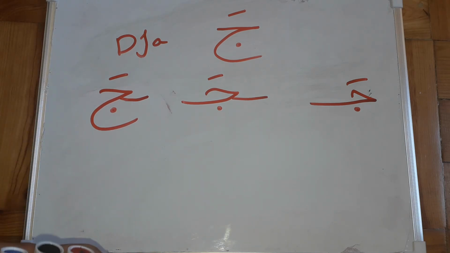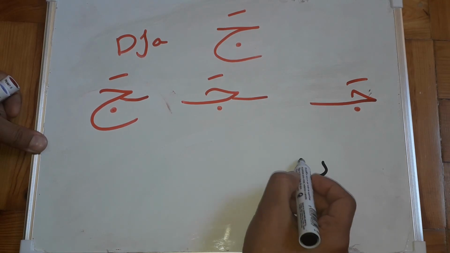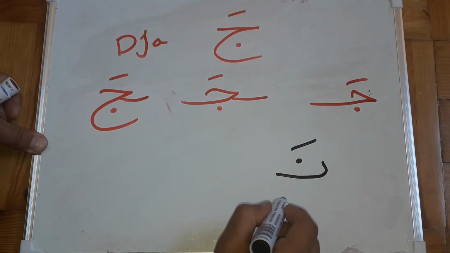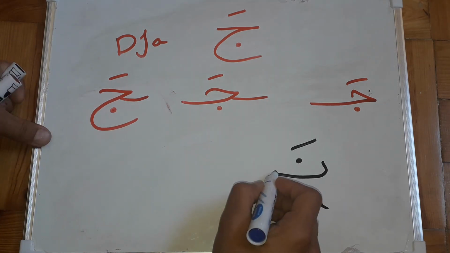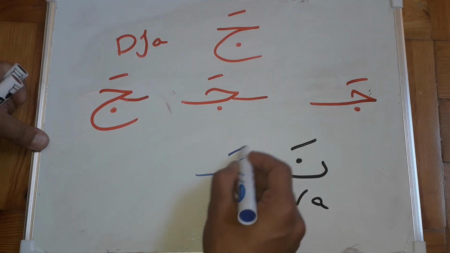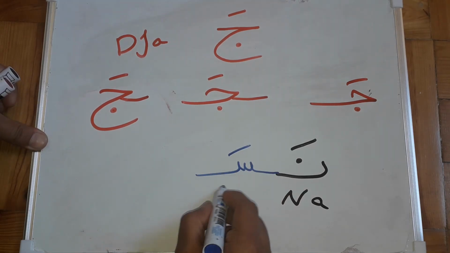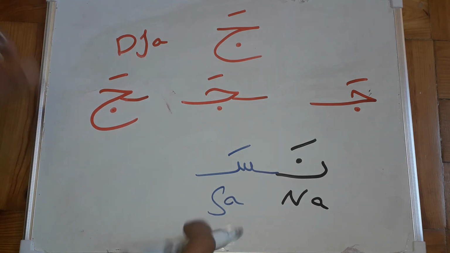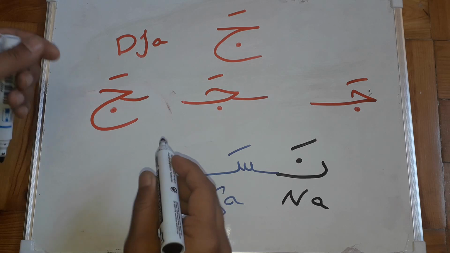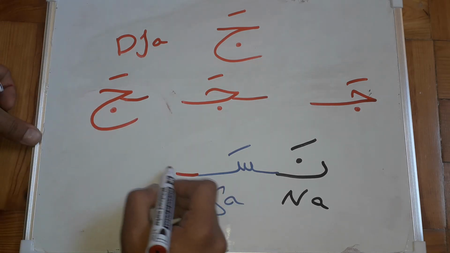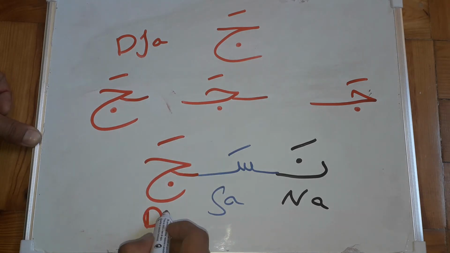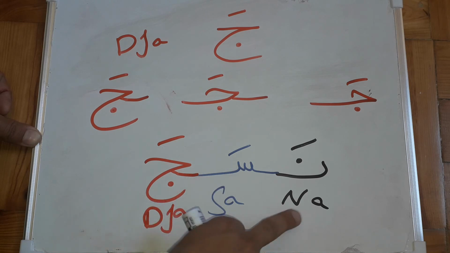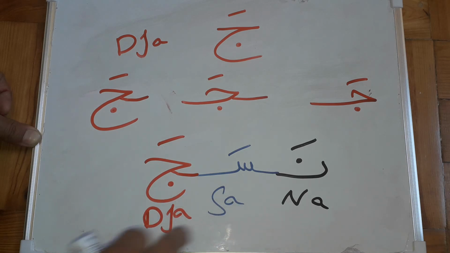So the first is na, na, sa, sa, and finally ja. Na, sa, ja. Na, sa, ja. Na, sa, ja.